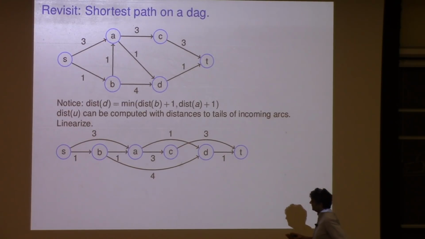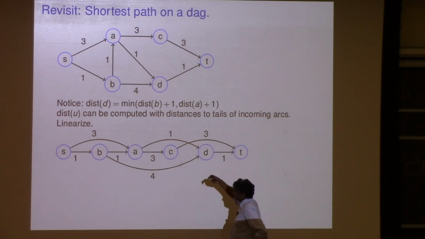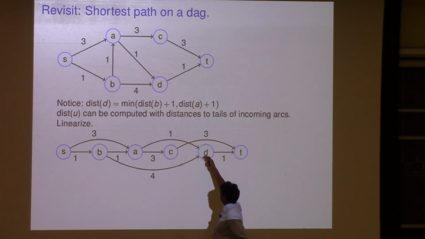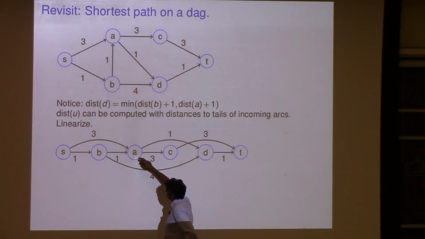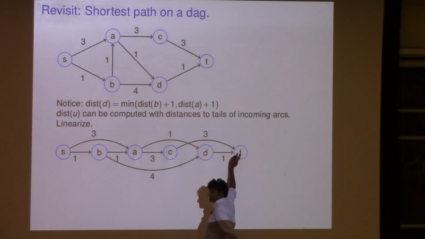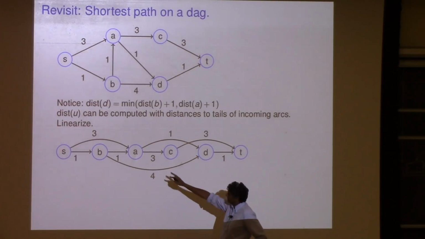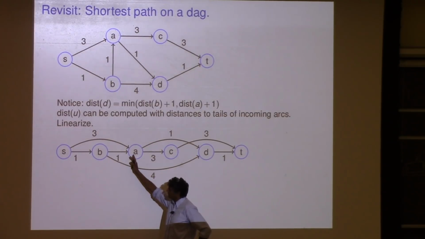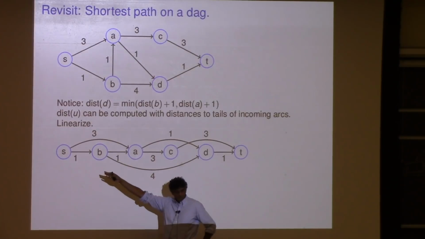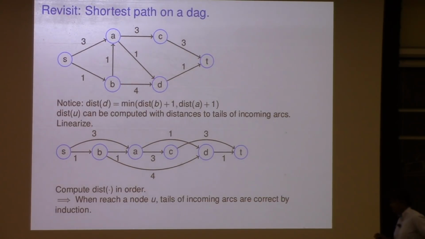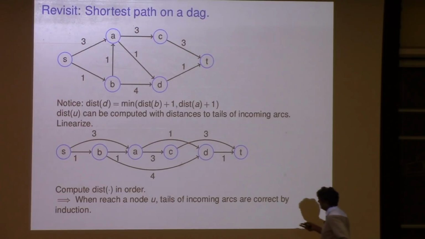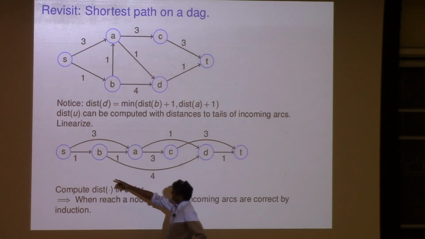And now you see more clearly that for A, the solution for A doesn't depend on the solution for C or D or anything. Right? It only depends on the solution for nodes before it. Okay? So you can compute the distance in order. When you reach a node U, the tails of the incoming arcs, and if you go in order, what can you do?